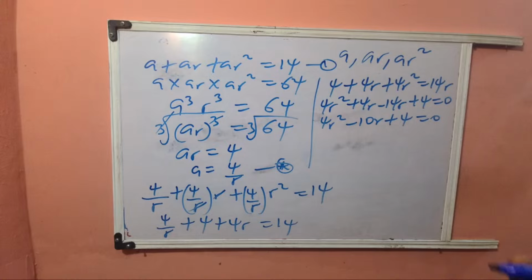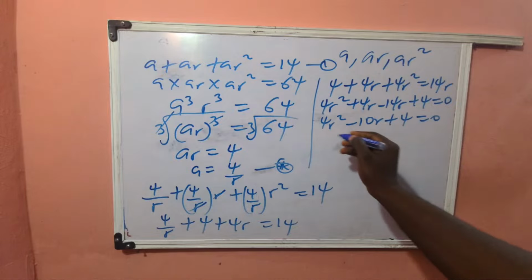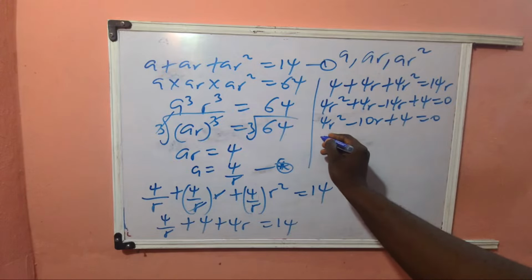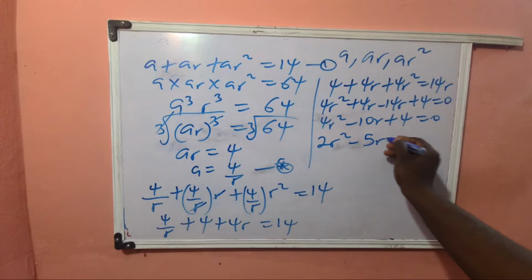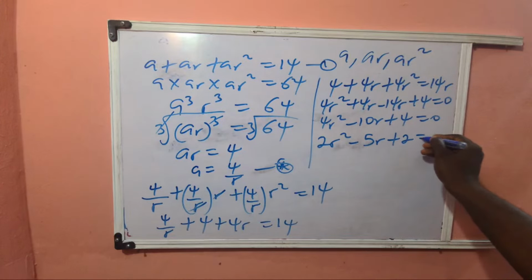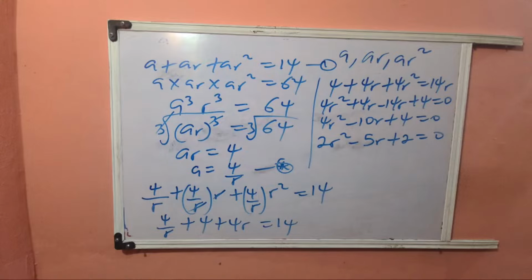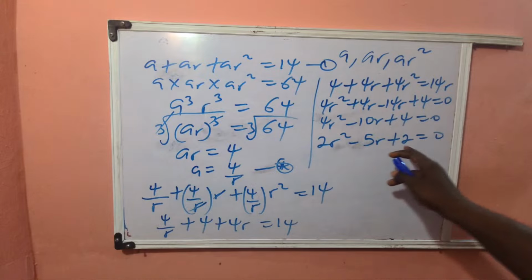And we can decide to divide through with 2. Dividing through with 2, we have 2r squared minus 5r plus 2 equals to 0. Now we can go on to look for our factors. I believe factorization should work here. So we have 2 times 2, that's 4.